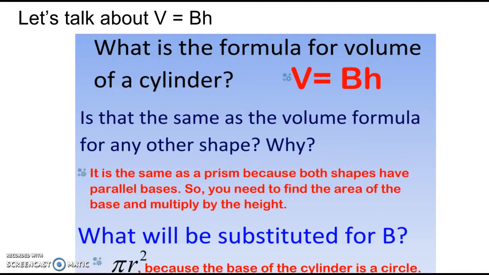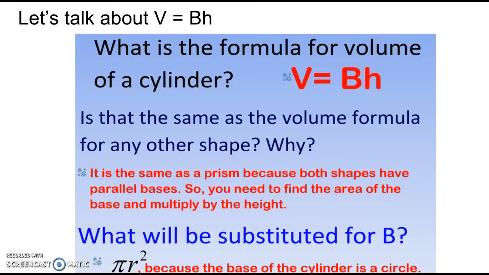What is the formula for volume of a cylinder? V equals big B times H. Is that the same as the volume formula for any other shape? Yes, it's the same as the volume is for a prism. It is the same as a prism because both shapes have parallel bases. So you need to find the area of the base and multiply by the height.